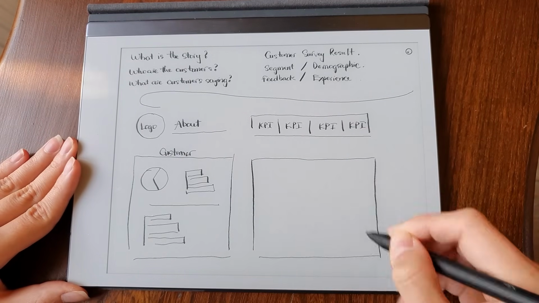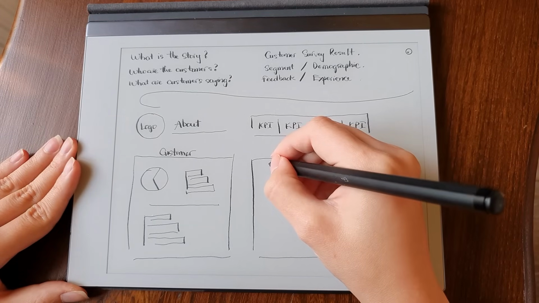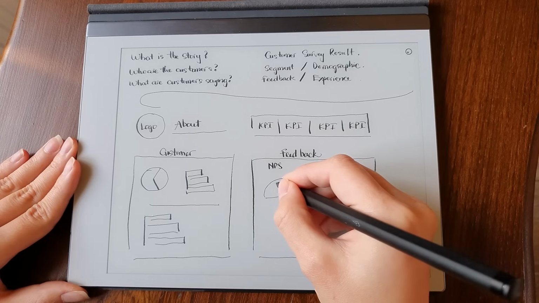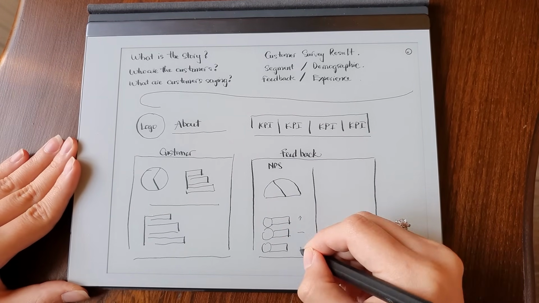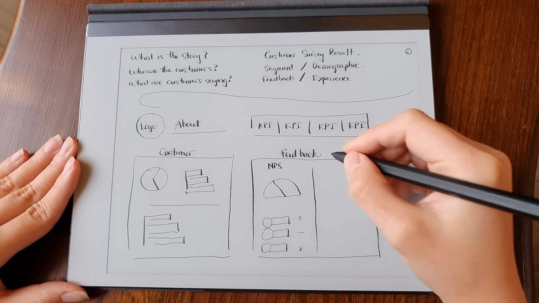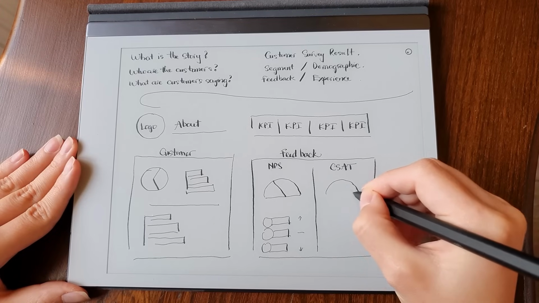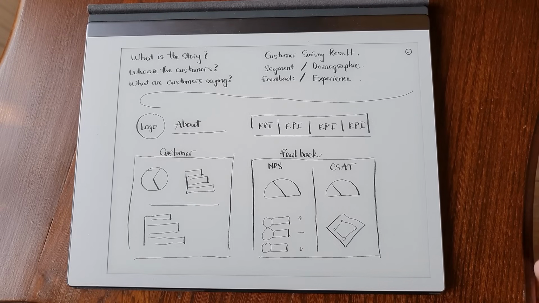Next, the area on the right is for customer feedback. First, we want to know what customers are saying through the high-level KPI of the Net Promoter Score. Below it, we will display the detail of its components. Then we move on to the customer experience. Again, the same structure: the overall customer satisfaction score on the top and the detail components below.